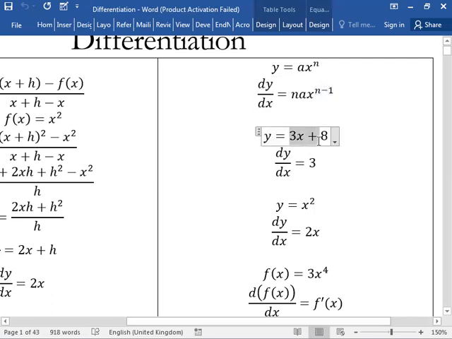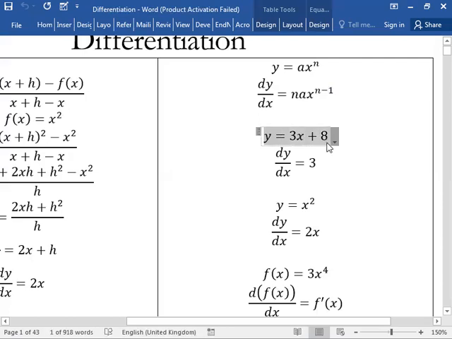If I were to differentiate this, now understand, I'll say that these are two different functions: 3x is one function, and plus 8. If I were to differentiate it, I will differentiate each one individually. So if functions are adding or subtracting, you will differentiate each one of them individually. If I tell you to differentiate this, first of all, how will this look?